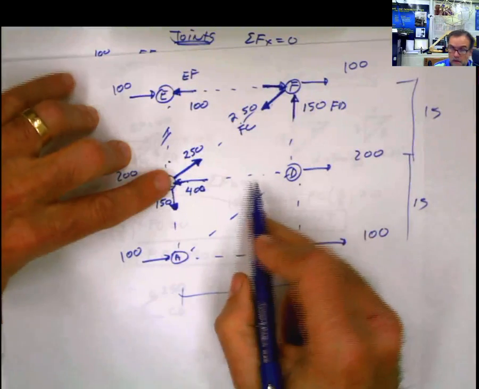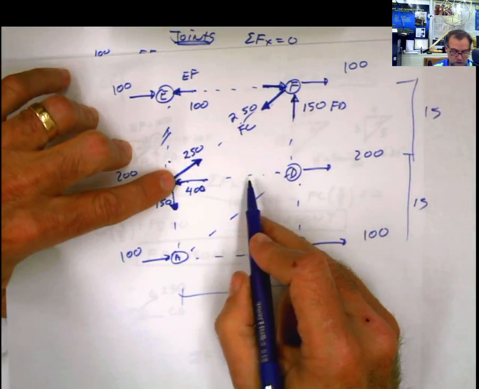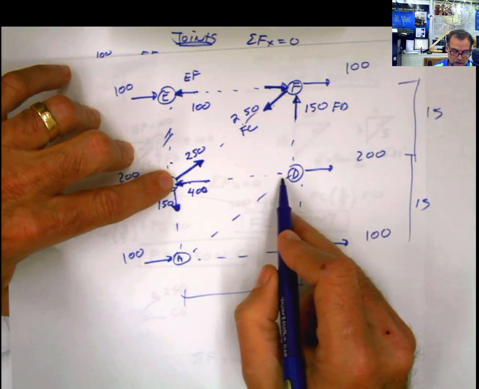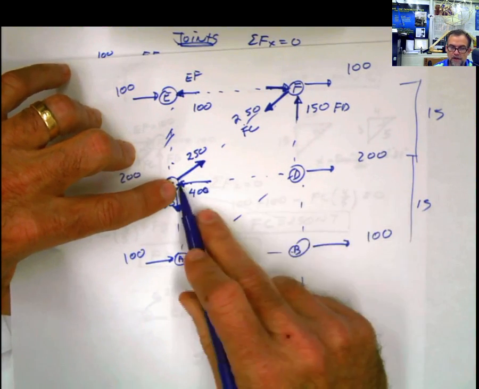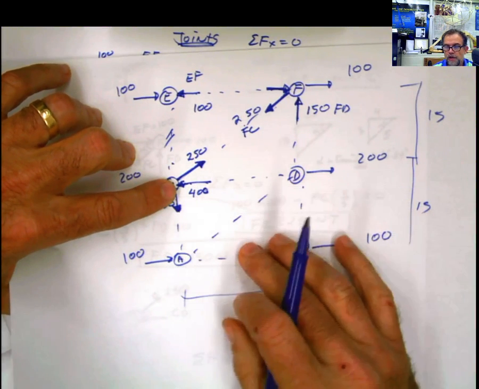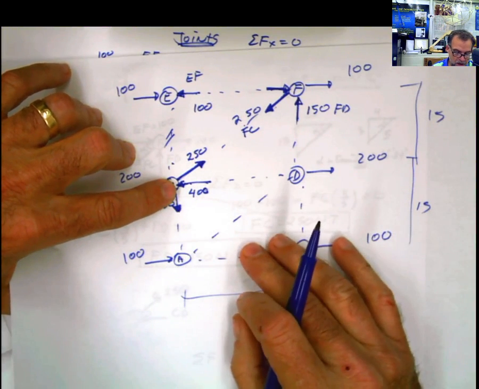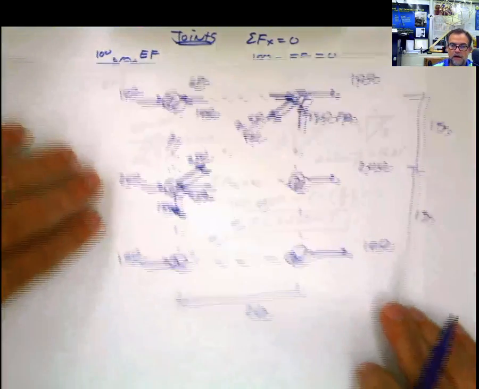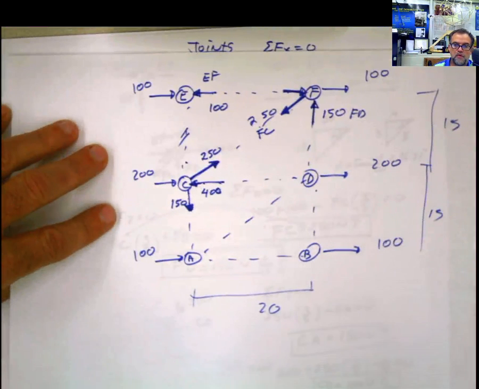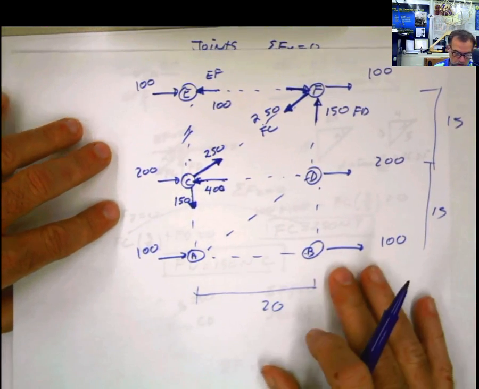Now, if that was the original question, we already calculated that bar. The bar CD was 400 in compression. But I wanted to continue and finish the problem. Now look at the work that we have to do only for calculating that bar. In the next video, I'm going to show you one solution with only one step to calculate that bar.